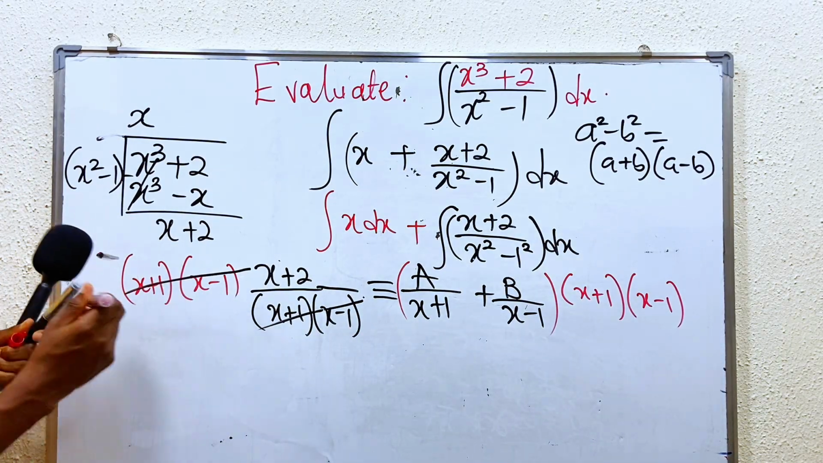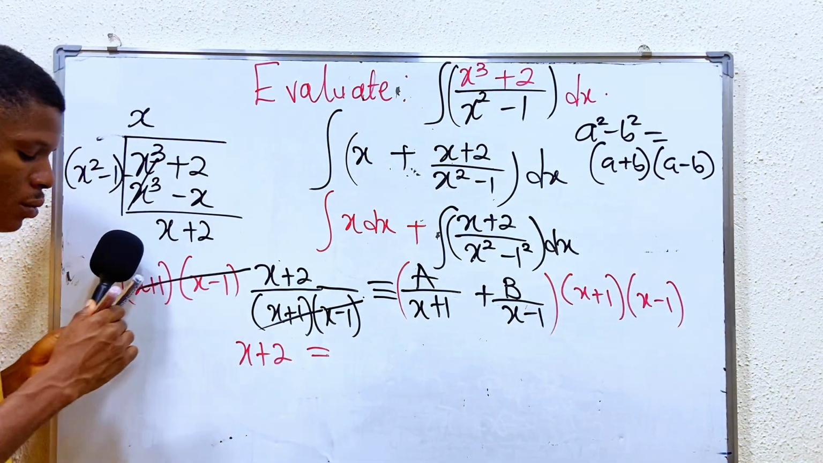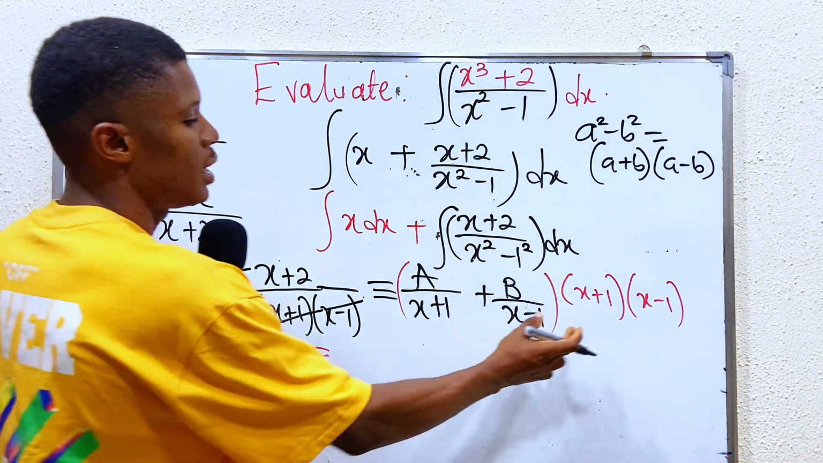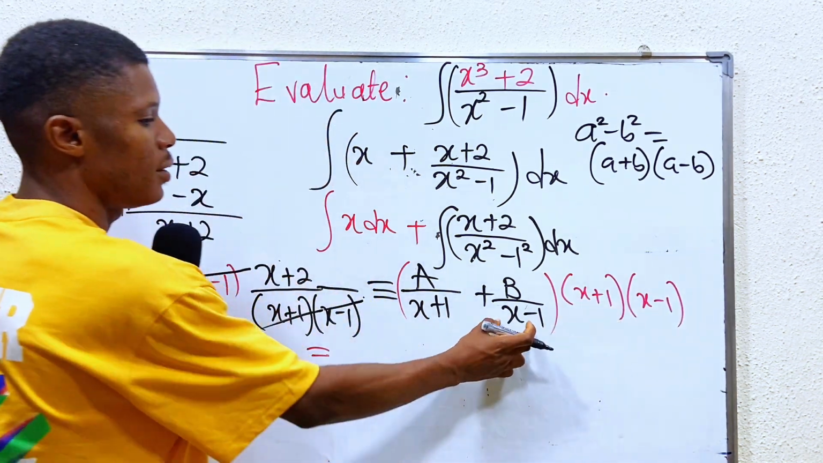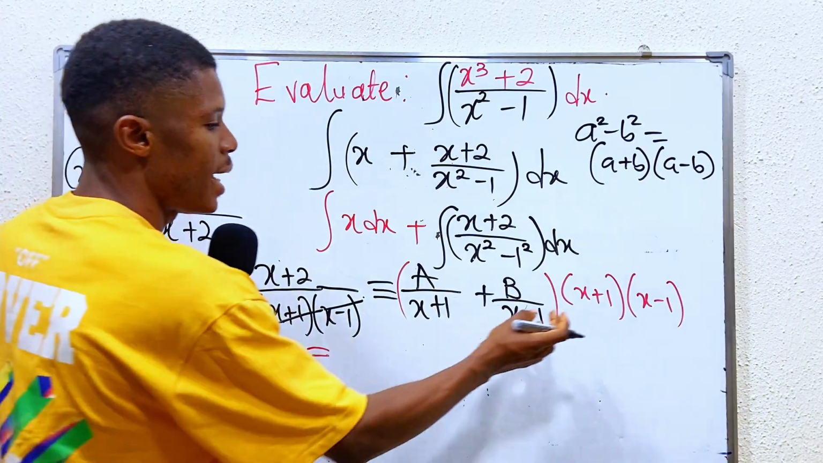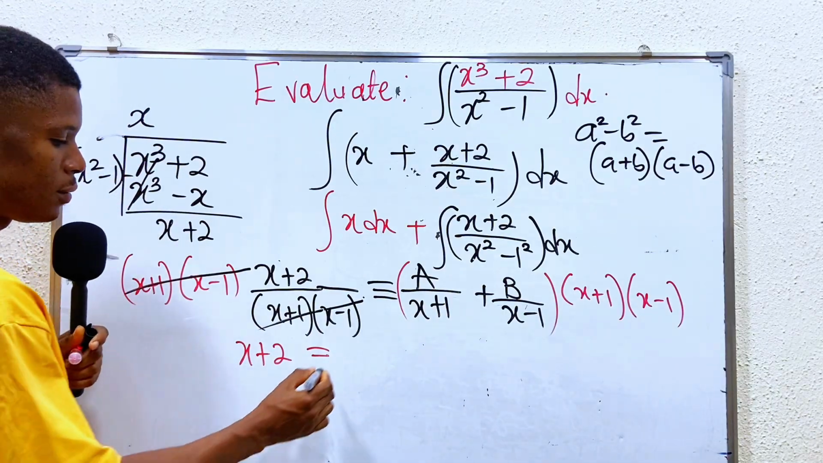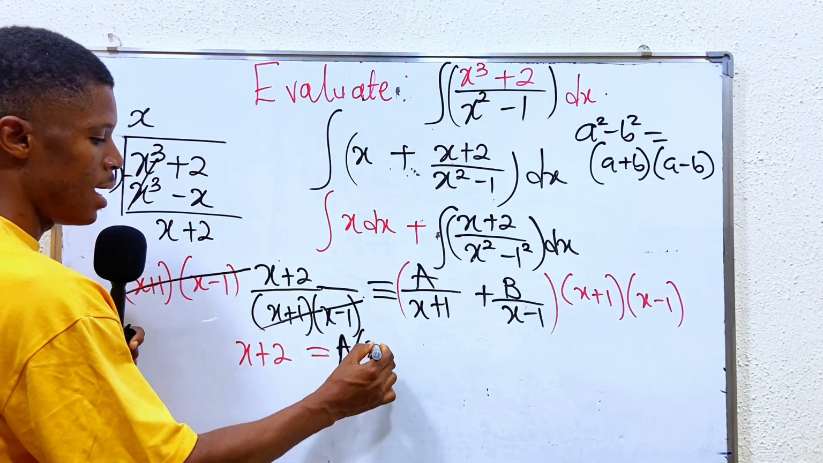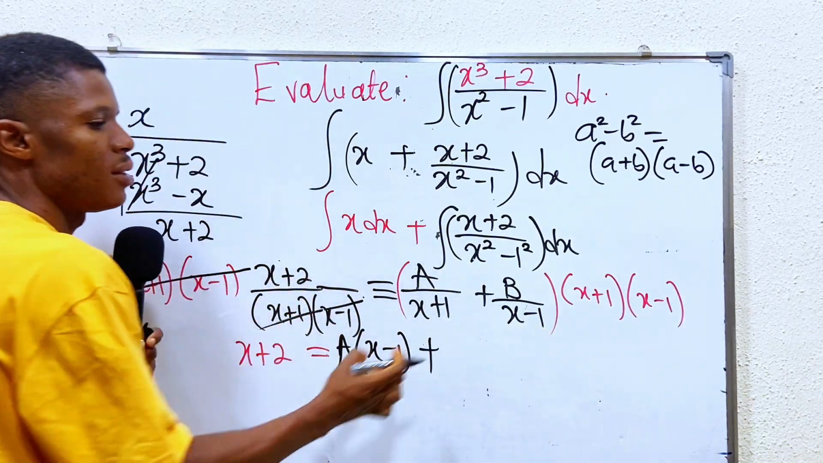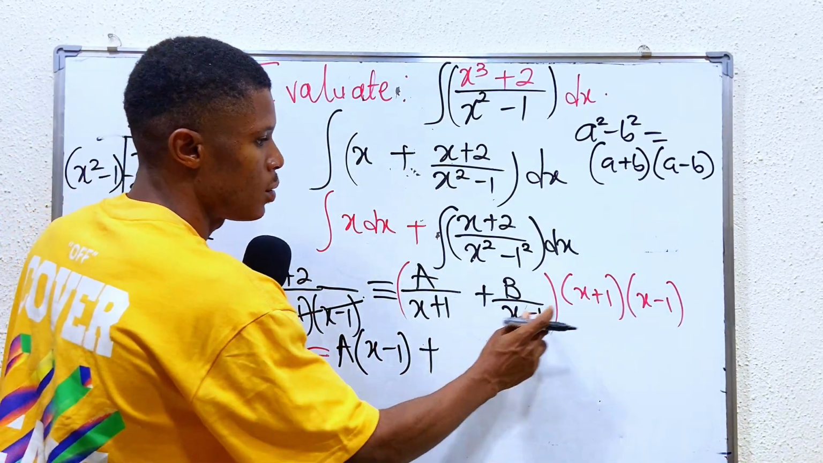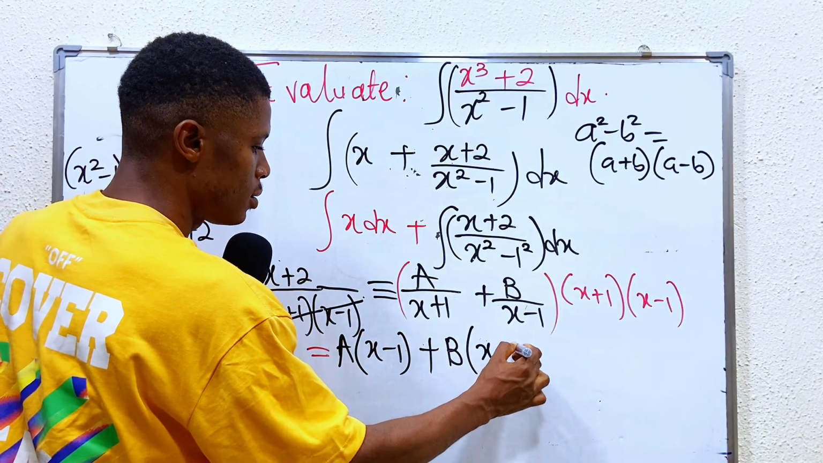What are we left with? We are left with x plus 2 is equal to, once we have this bracket, x plus 1 times x minus 1 multiplies this term and also multiplies this term. So you'll be left with A into x minus 1. Then plus, this will now multiply the other term. What are you left with? x minus 1 will cancel out x minus 1. We are left with B into x plus 1. Good.